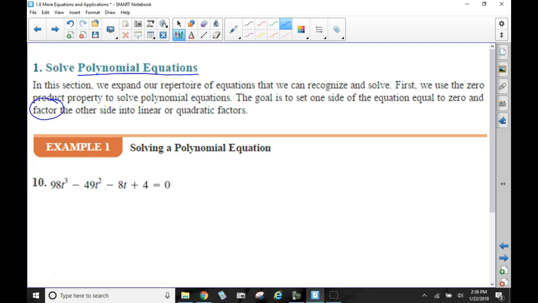So on number 10, we have 98t cubed minus 49t squared minus 8t plus 4 equals 0. The first thing you always look to see if you can factor is a greatest common factor. Now, none of these four terms have the same factors in common. So, what else can we do with four terms? Well, we can factor by grouping.